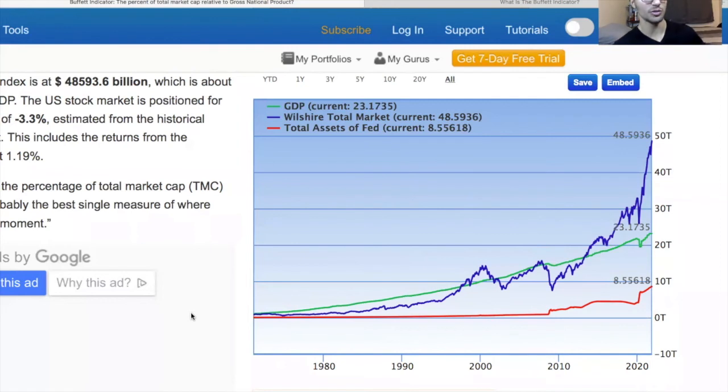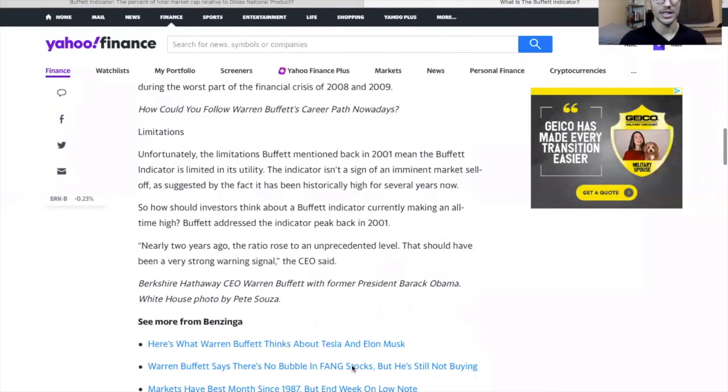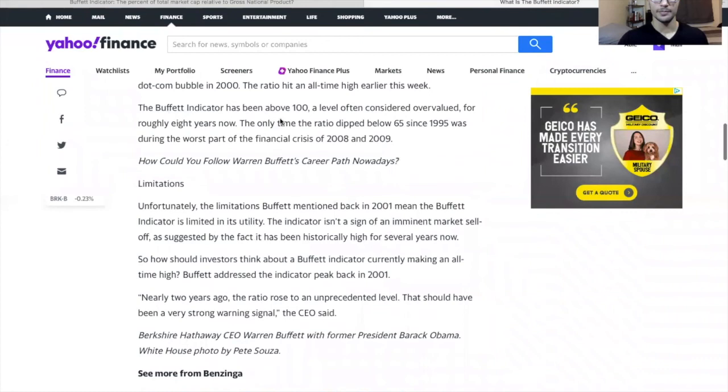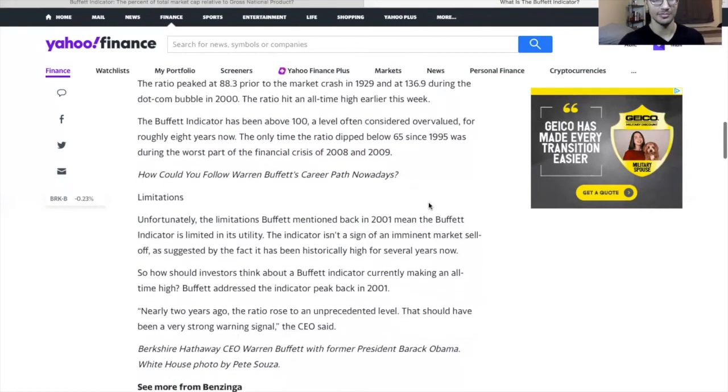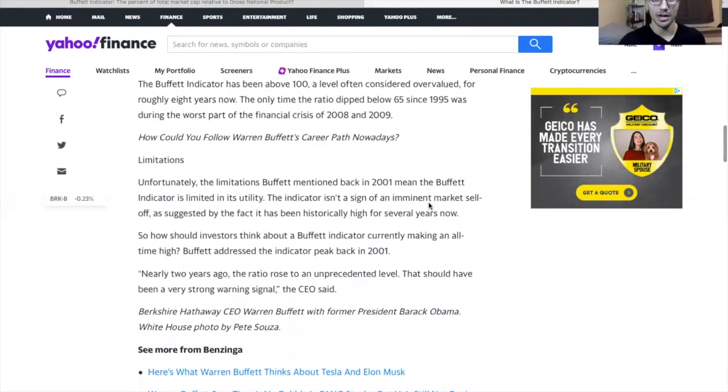And I'm going to leave you guys with one quote real quick that I found kind of funny from this article down here. Let's see here, we'll just read this part. The Buffett indicator has been above 100, a level often considered overvalued, for roughly 8 years now. It's now been over 9 years. The only time the ratio dipped below 65 since 1995 was during the worst part of the financial crisis of 2008 and 2009, which Warren Buffett was heavily buying. You know, Berkshire Hathaway, that was a big opportunity for them, and they saw it and they recognized it.